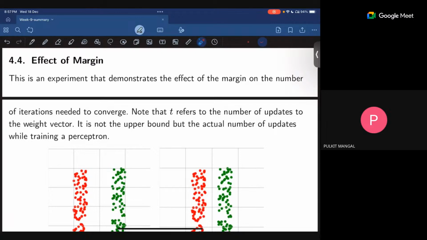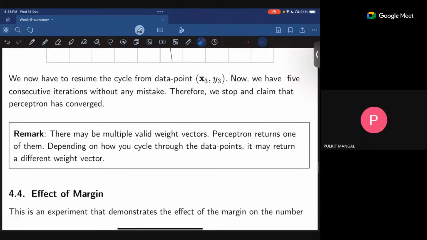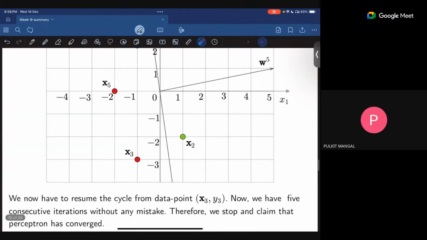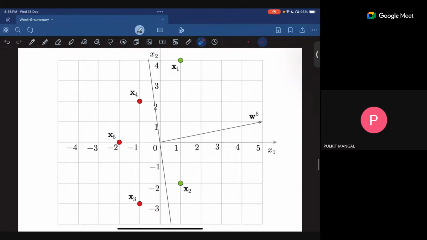Yes, Karthik. Can you please come again on that remark? Yeah. So there are multiple valid weight vectors for any linearly separable data set with some positive margin. For this example, there are different weight vectors that you can choose, and with that you will get a different boundary. Like this, this, and this. So there are different possible ones, and the perceptron can return any one of them.